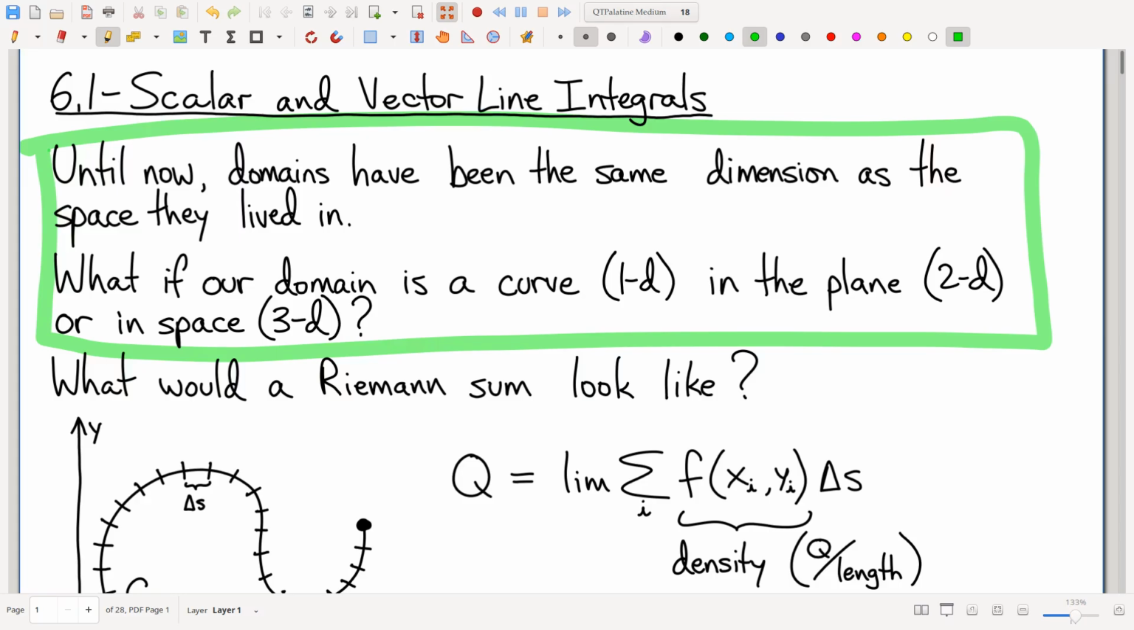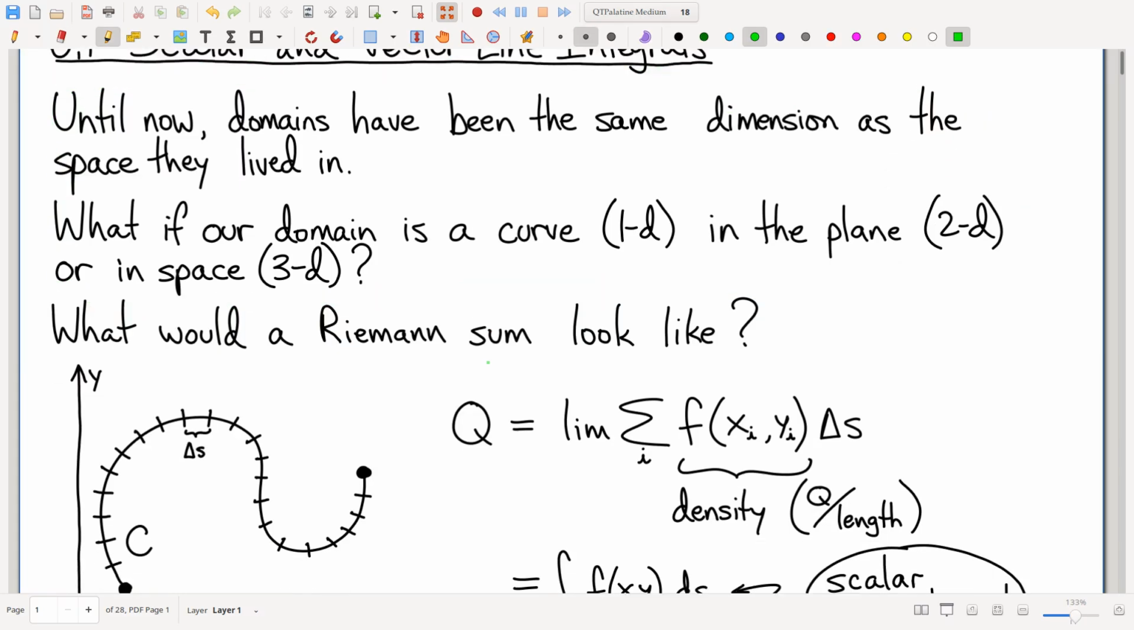Then we talked about double integrals. Now all of a sudden we have two-dimensional domains. Very conveniently, these two-dimensional domains were confined to the two-dimensional xy plane. Likewise, triple integrals, three-dimensional solids, but in a three-dimensional world. They've always been what I'm going to loosely call dimensionally appropriate, dimensionally convenient. Well, not everything is, right?